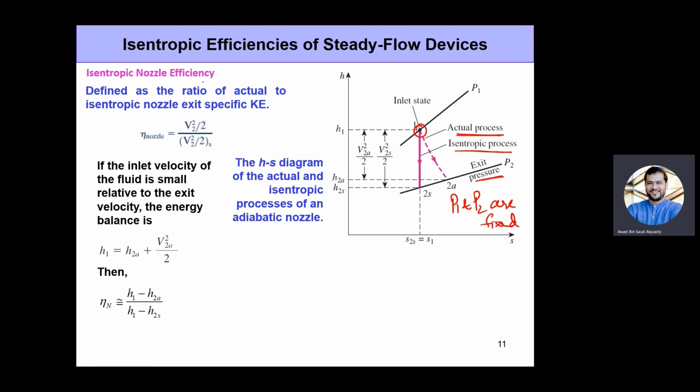Okay. Now the isentropic nozzle efficiency is defined as the ratio of actual nozzle exit specific kinetic energy, which is this part right here, divided by the isentropic nozzle exit specific kinetic energy. Okay. Now these can be confusing. So let's look at what we're saying here.